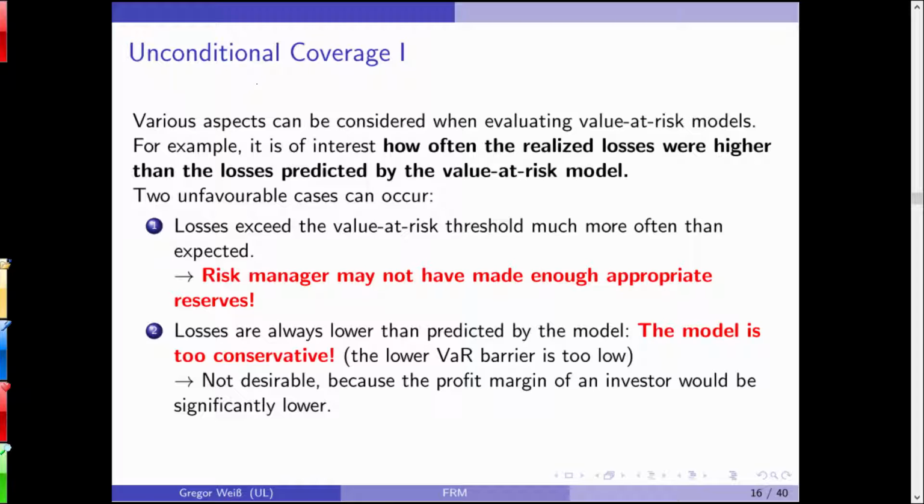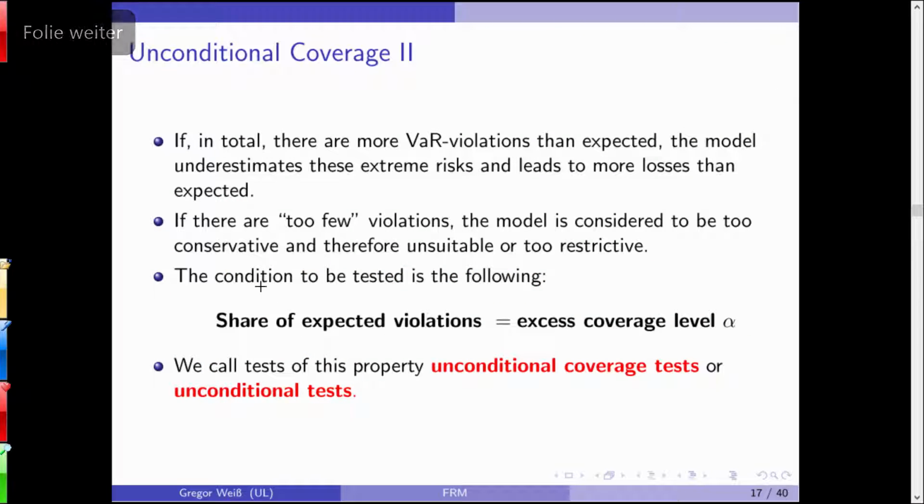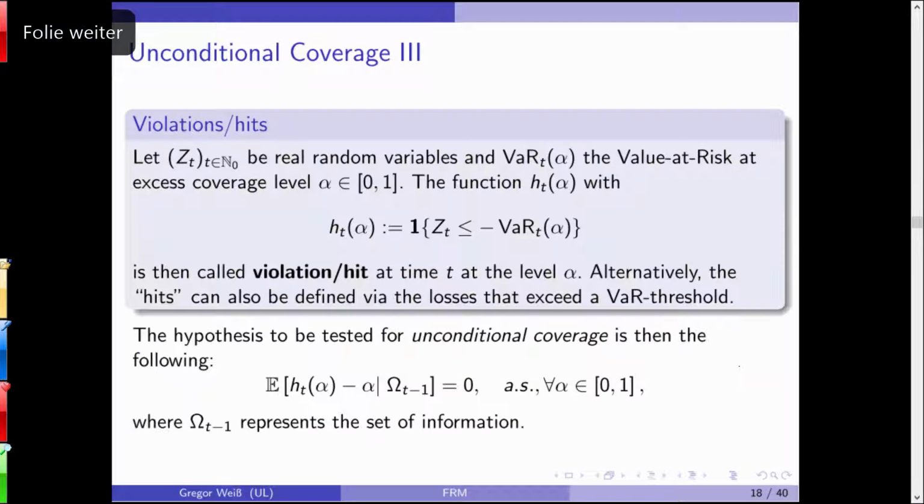But it's also no option to simply say, oh, let's be very conservative, let's just put the VaR down here, because you are spending too much risk capital. You could use the capital and put it to a better use. So in this case, the model is also inaccurate. So this is the condition that is being tested. Share of expected violations, excess coverage level alpha, expected violations, exceedances, it's the same. Okay. And these are called tests of unconditional coverage. And this is one test.